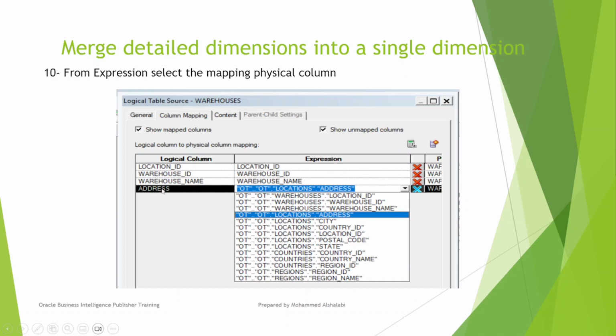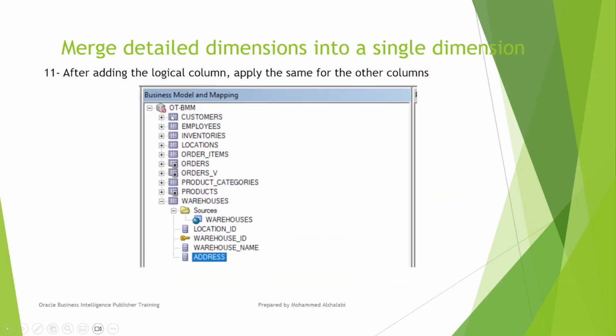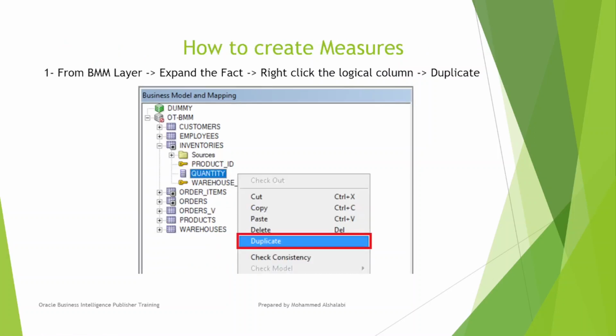Now it will ask you what the mapping of this column is. Once you select from all the available columns from all tables, we have here warehouse, locations, countries, region. You will select the equivalent or mapping column, physical column, address. After adding the logical column, apply the same for the other columns. We will add all columns once we move to the BI server.